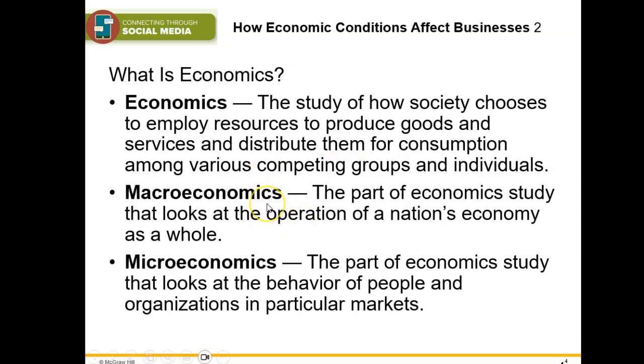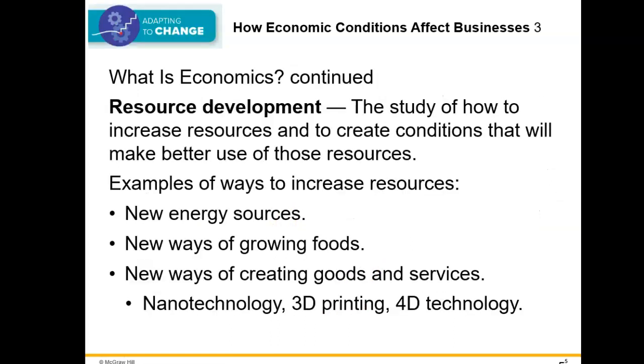First, you have macroeconomics, which is the part of economic study that looks at the operation of a nation as a whole. Then when you break it down, you have what's called microeconomics, the part of economic study that looks at the behavior of people and organizations in particular markets. So when you think about macroeconomics, you're thinking of the bigger picture, the economy of the United States as a whole. Microeconomics, you're looking at the parts of the economic study, such as the behavior of people and organizations within a particular market.